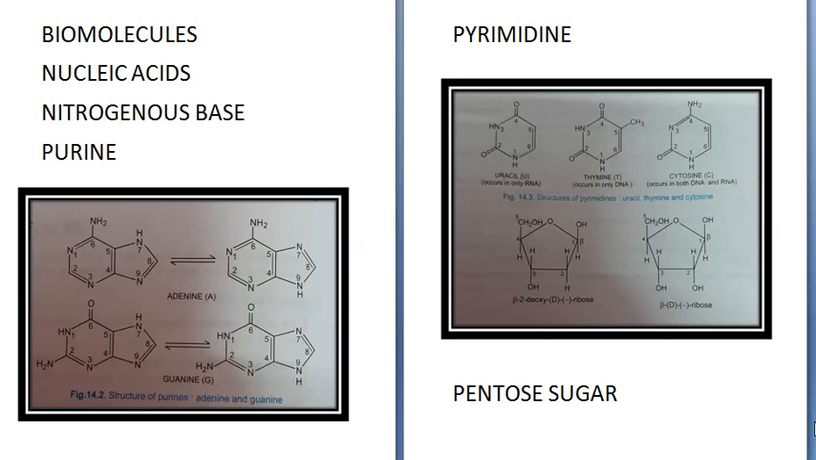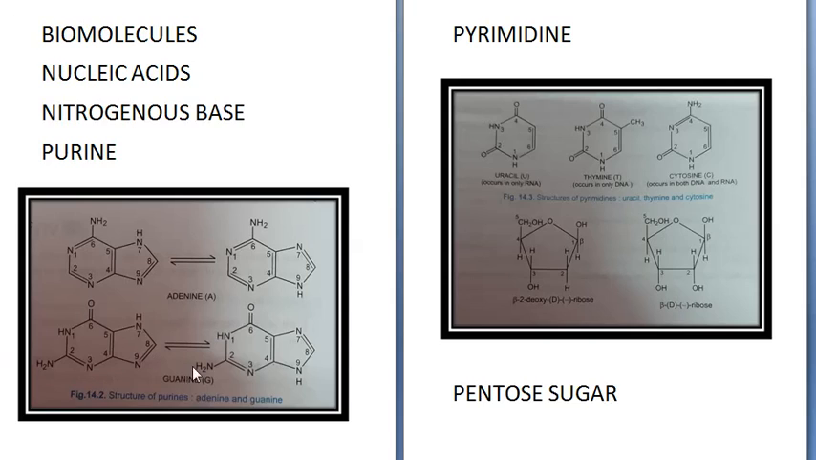Now, a single nucleotide consists of a nitrogenous base, pentose sugar, and a phosphate group. Now, let us take them up one at a time. First, we start with the nitrogenous base. There are two types of nitrogenous bases: purines and pyrimidines. Two purines are found in nucleic acids. They are adenine and guanine. Adenine is represented by A and guanine by G.